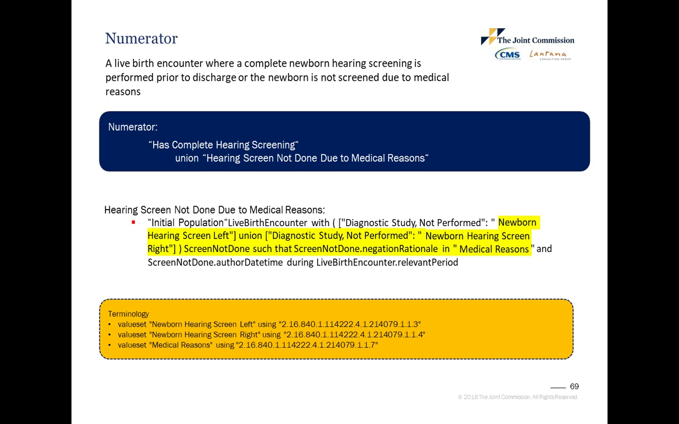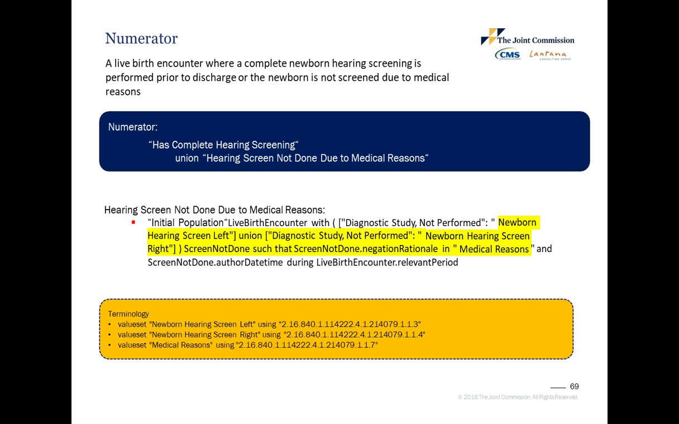We're now on slide 69, and using the live birth encounter, we then determine if a hearing screen was not done in either the left or the right ear. To do this, we use the diagnostic study data type with the negation rationale attribute. You might recall from earlier that the negation rationale indicates a reason that an action was not performed, and only QDM data types that represent actions, such as performed, allow the negation rationale attribute. The intent is to indicate a justification that such action did not happen as expected.